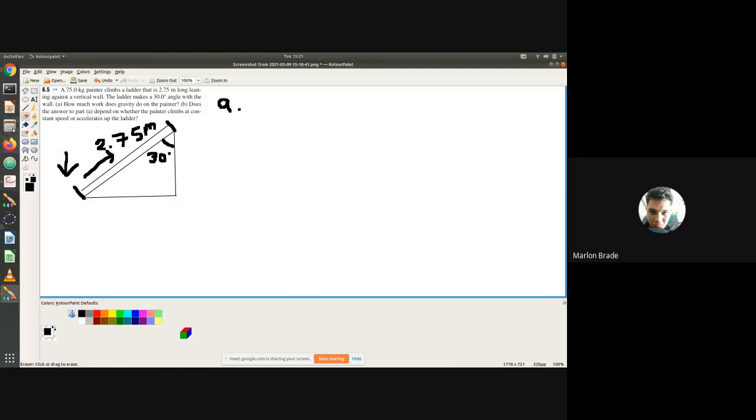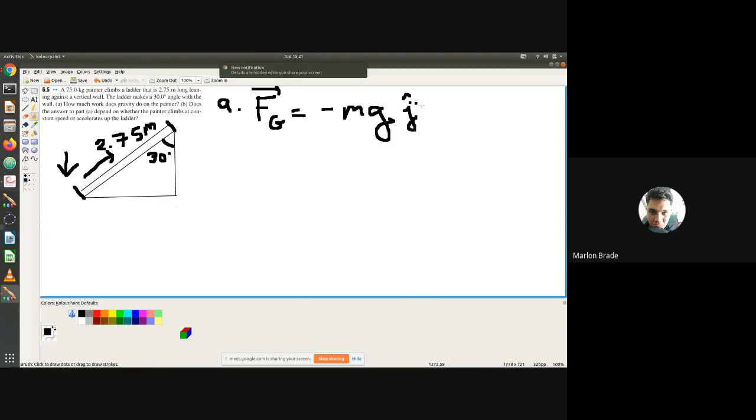Okay, so the force of gravity is given by, we write this as a vector, negative mg along j hat. And the displacement vector, let's call it dl. The magnitude of dl is given to be 2.75.